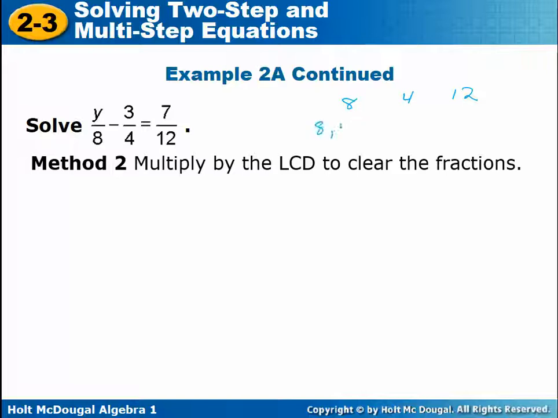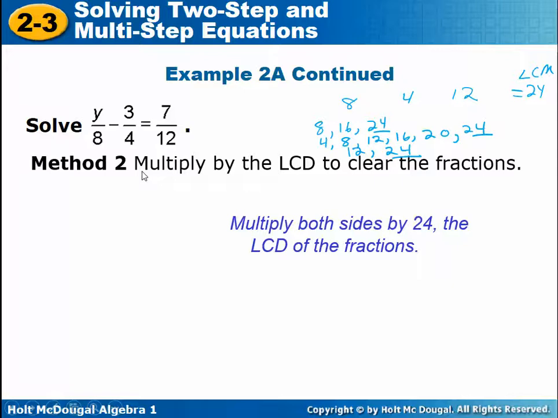So I can write 8, 16, 8 times 3 is 24. And it usually is better to write the multiples out for the bigger numbers. The smaller numbers, you're going to do this forever before finding the common multiple. But 24 is also a multiple of 4. Is it a multiple of 12? Yes. 24 is the least common multiple, which is also the least common denominator of these three fractions. So what we're going to do is we're going to multiply both sides by 24.